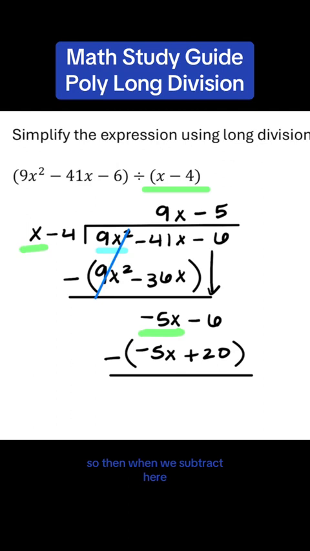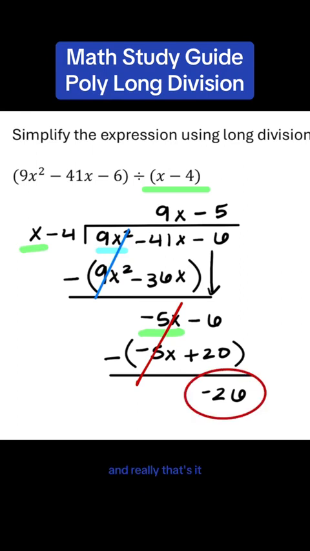So when we subtract here, we have negative 5x minus a negative 5x. Well, again, that's really negative 5x plus 5x, which would make 0x, right? So it cancels. Then we have negative 6 minus 20. Well, negative 6 minus 20 is going to give me negative 26. Now, we call this our remainder.